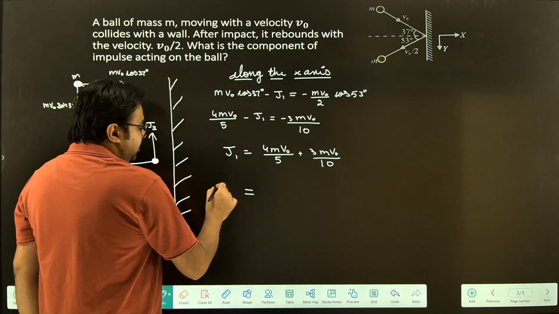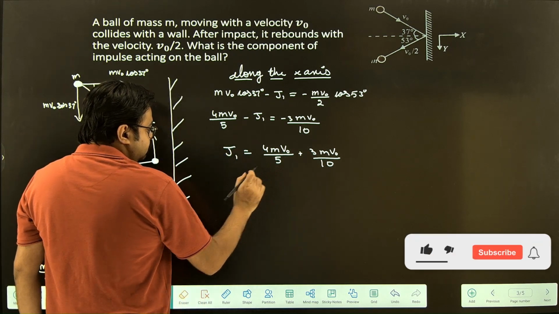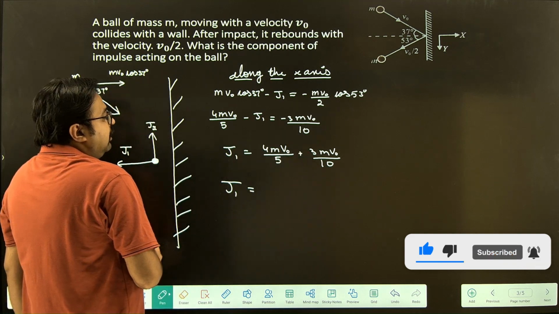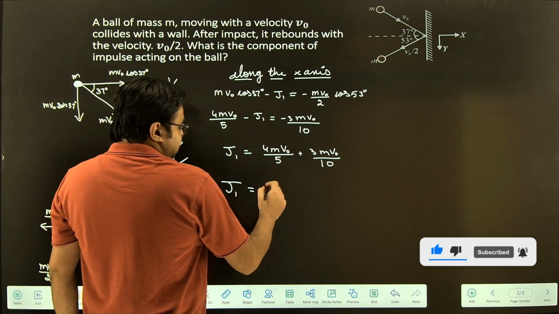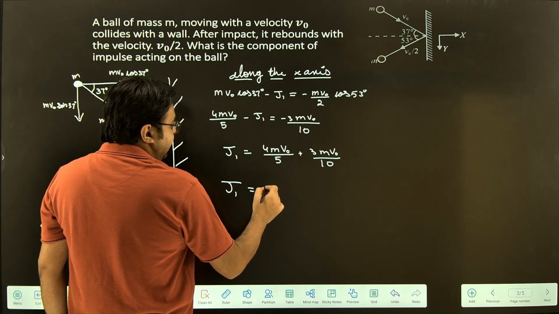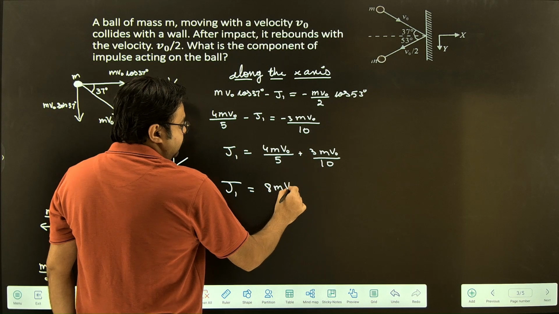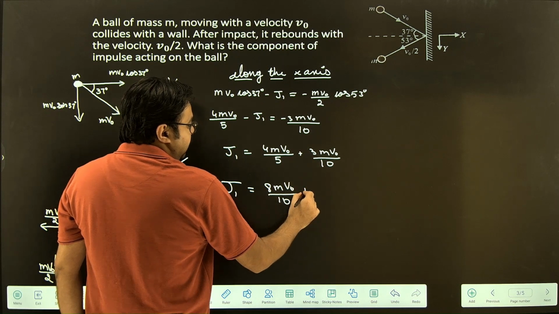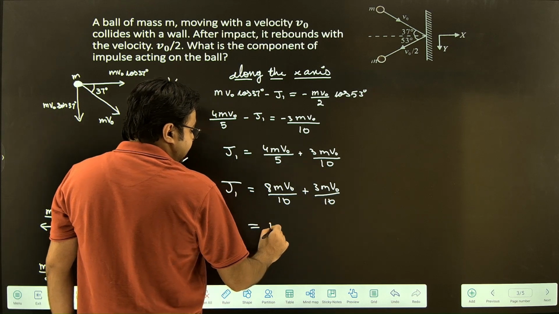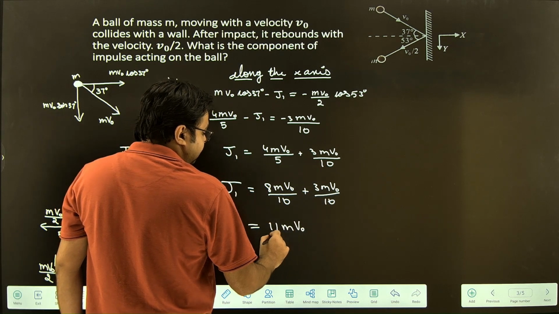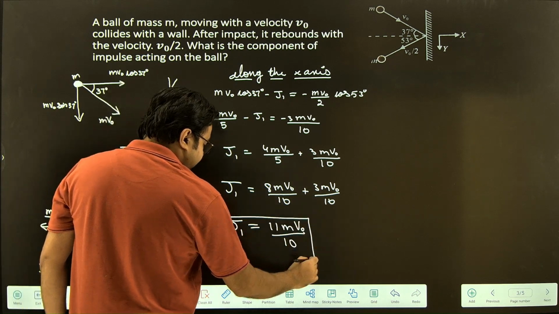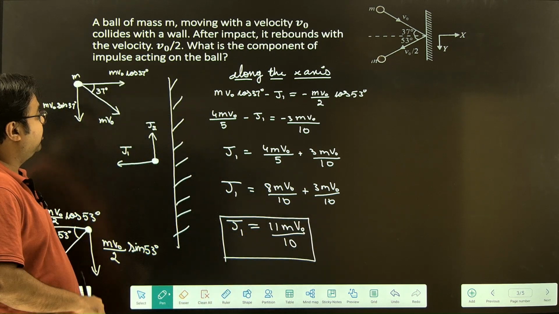This can certainly be calculated further. So you have 8 mv naught divided by 10 plus 3 mv naught divided by 10, making it 11 mv naught divided by 10. Now that's the impulse J1 to begin with.